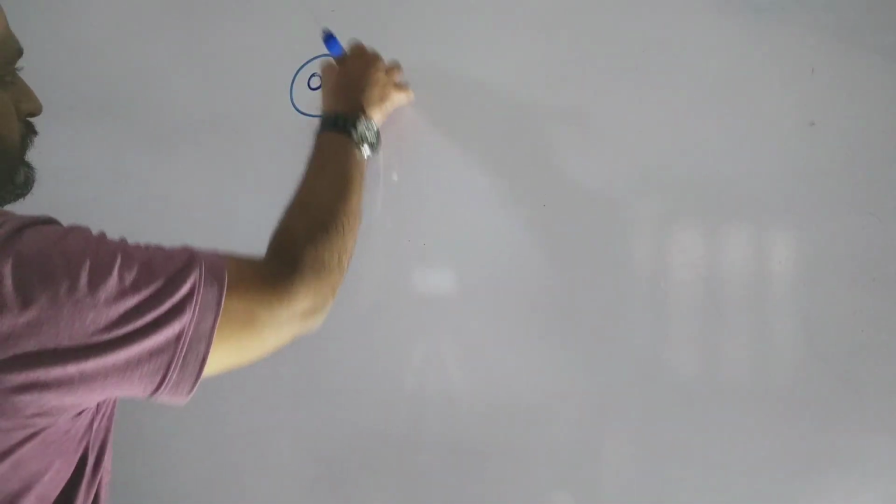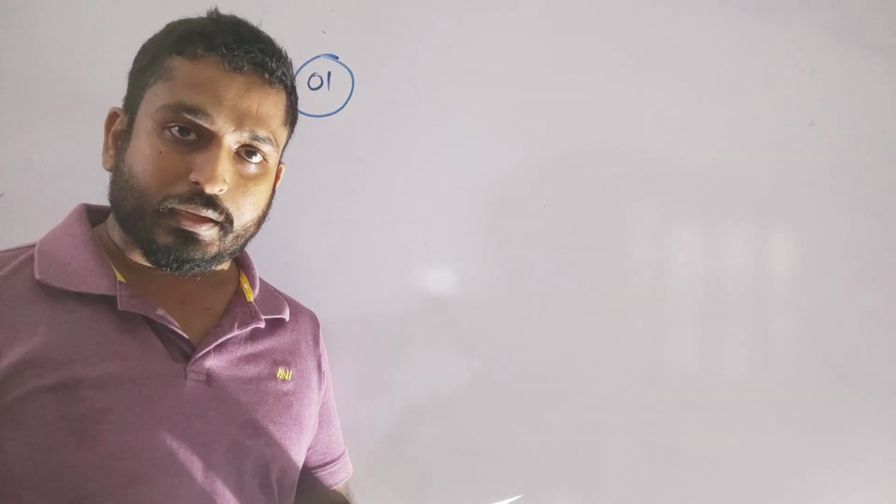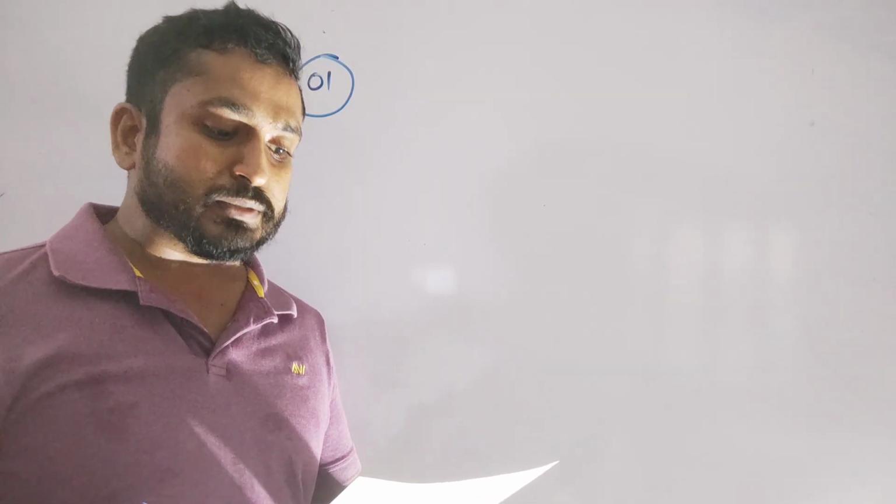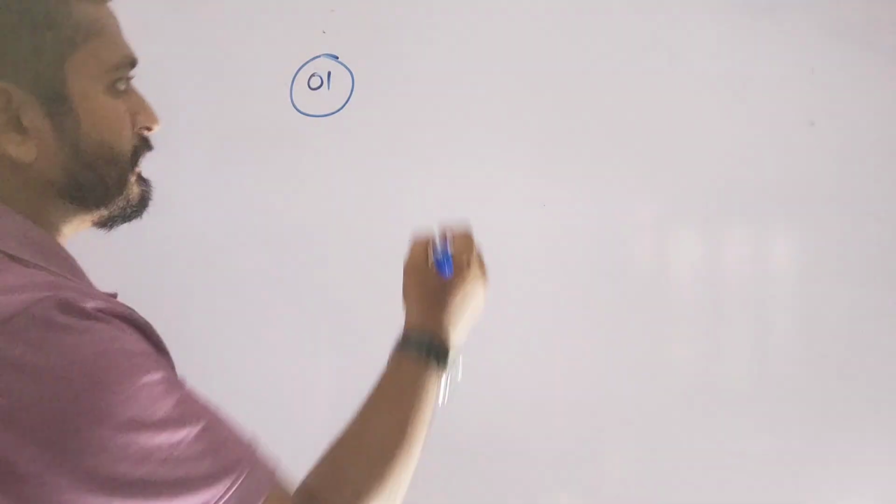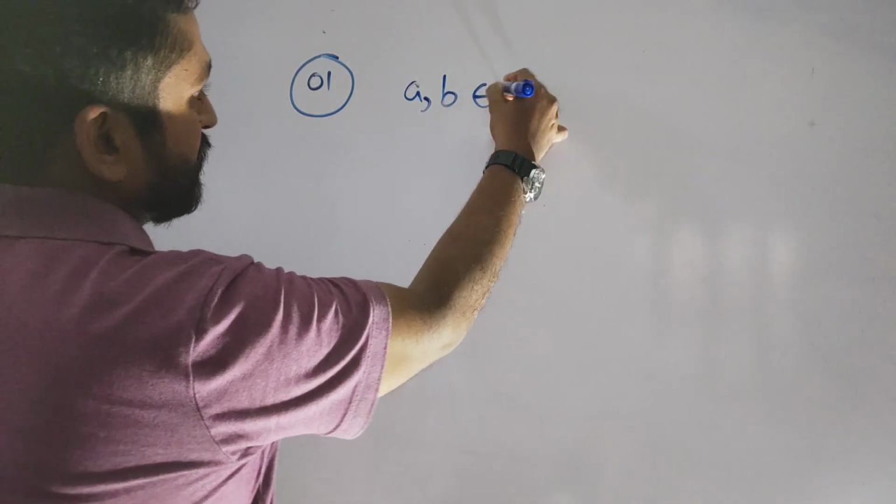Question number 1. They say positive integers a and b are such that 5a equals 7b, then a plus b is always divisible by. That is the question. So we have to find what is that number which a plus b is always divisible by. For that, we have to get to know about the possibilities of a and b. By the way, the condition they have given is a and b are positive integers.